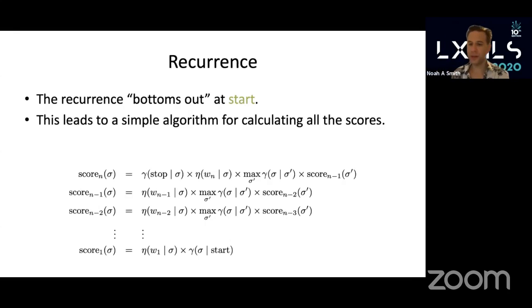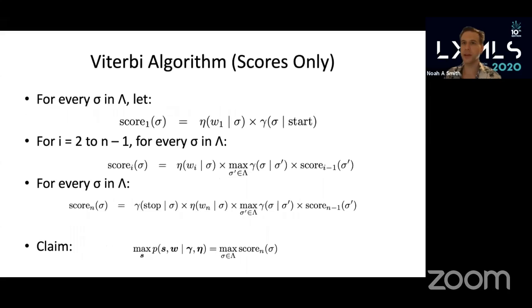So this recurrence is quite elegant. It's a little different at the beginning. It's a little different at the end. The key is that we can calculate score 1 without depending on anything else. And then using that, we can calculate score 2. And using that, we can get score 3. And so the Viterbi algorithm does this pre-calculation of the scores by working from left to right.